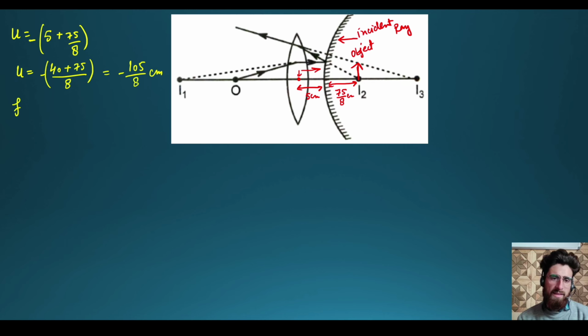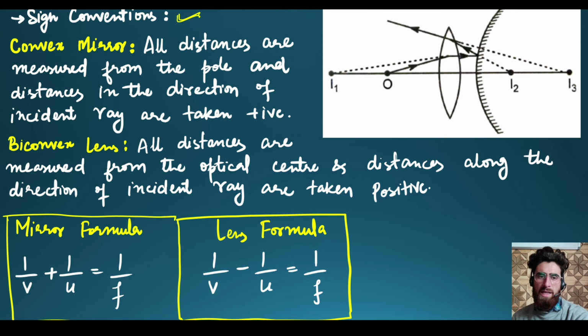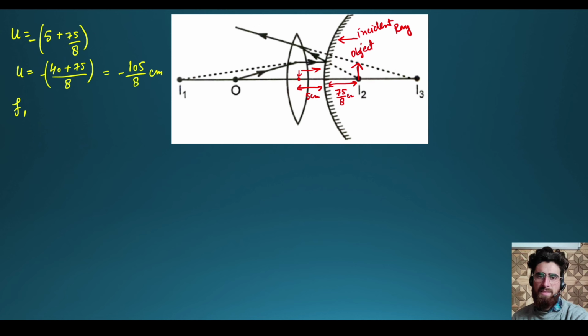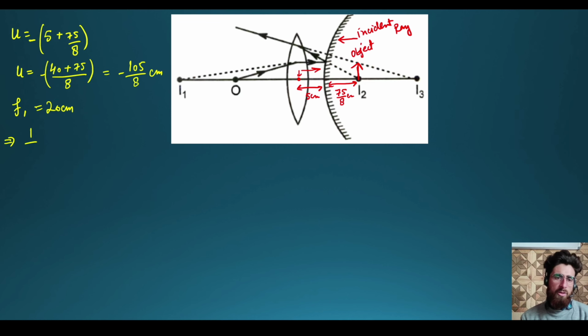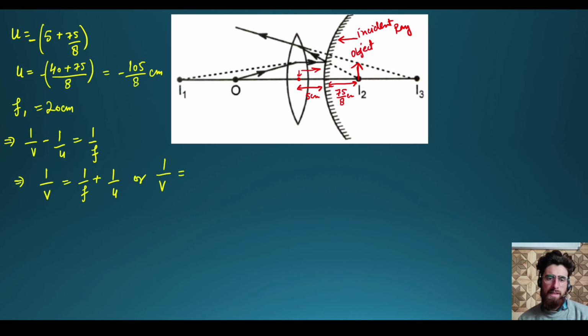Now the focal length is given. How much is the focal length of the biconvex lens? The focal length of the biconvex lens is given as 20 centimeters, and we have to locate the image in this case. So we will use the lens formula, 1 upon v minus 1 upon u equals 1 upon f. So 1 upon v equals 1 upon f plus 1 upon u. Inserting the values, the focal length is 20 centimeters, and this negative will come with a sign. So minus 1 upon, I will take the positive value of u now.